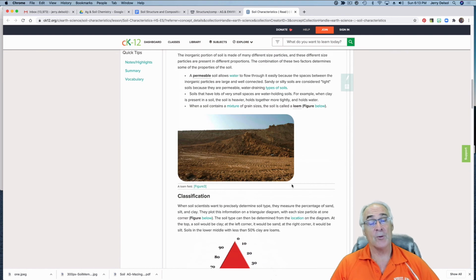So I hope that's helped you understand what soil is, number one, but also what soil texture is.